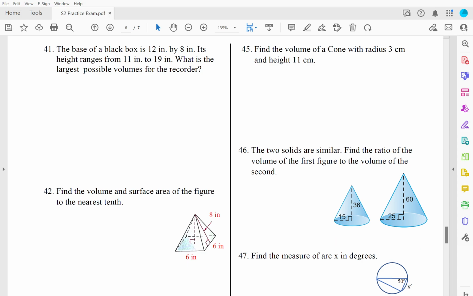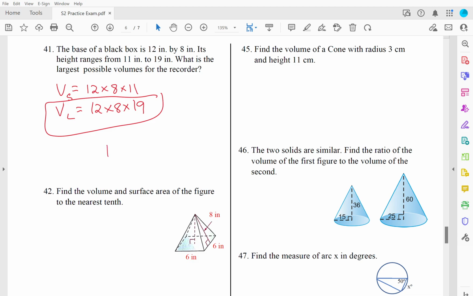Alright, so we have 2 volumes. The volume of the smaller is going to be 12 times 8 times 11. The volume of the larger is going to be 12 times 8 times 19. Oh, they only want the larger. What is the largest possible? So we're going to do this one. 12 times 8 times 19. 1824. Those were all in inches. So this is volume, so it's inches cubed.